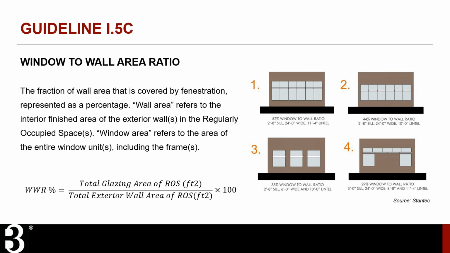The examples shown here range from a 52% window-to-wall area ratio, number 1, to a 29% window-to-wall area ratio, number 4. Number 3 is showing 33%, close to meeting the B3 requirement. Number 2 and 1 do meet the B3 requirement.